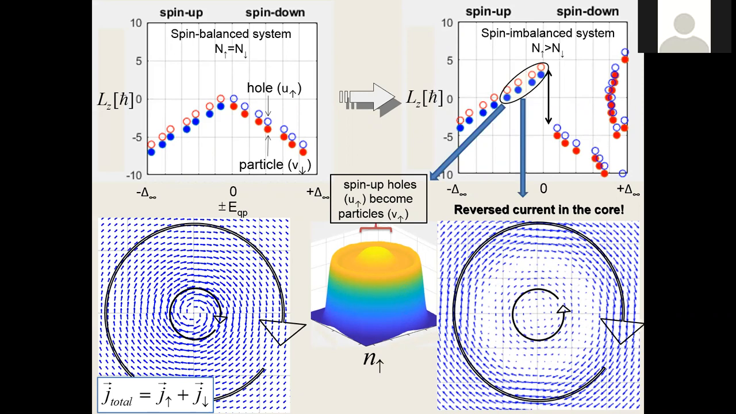In the case of a spin symmetric vortex, everything moves in one direction. But when we polarize the vortex, the current inside the core is reversed. This is due to the occupation of this state, and this changes the structure of the core. Also, if you plot the density, there is no longer a depletion in the density of spin up particles, because these states occupy the center of the vortex core. So there is actually a maximum of the spin up density inside the vortex core. This is the difference when we move from a spin symmetric to a spin imbalanced system.